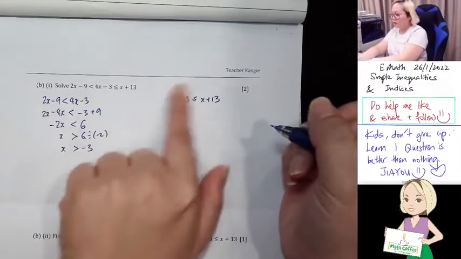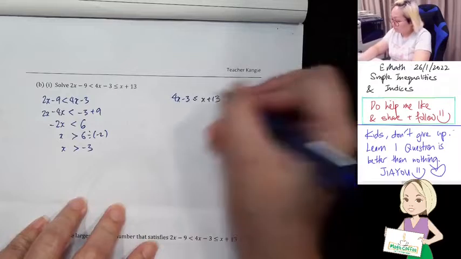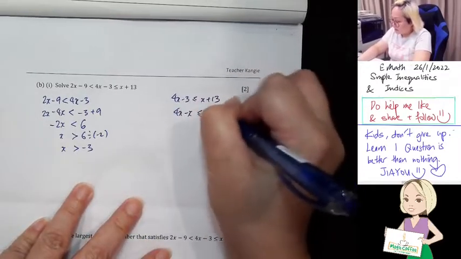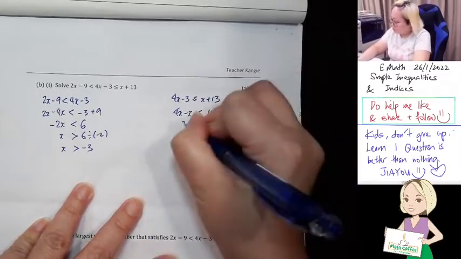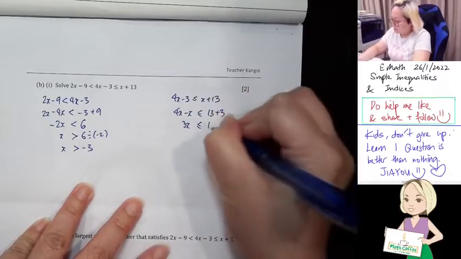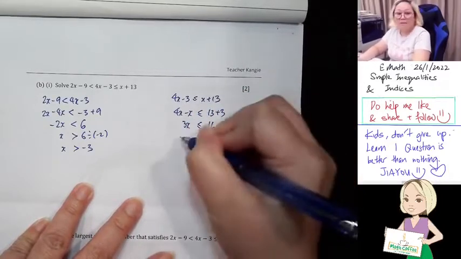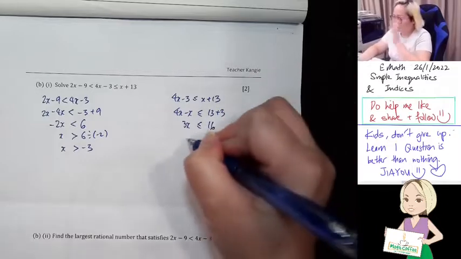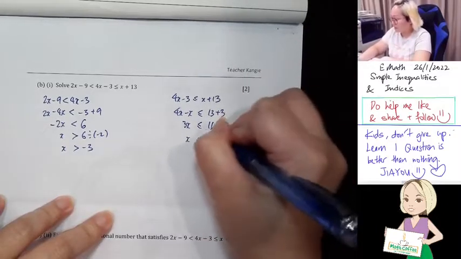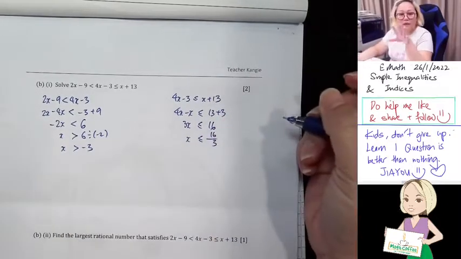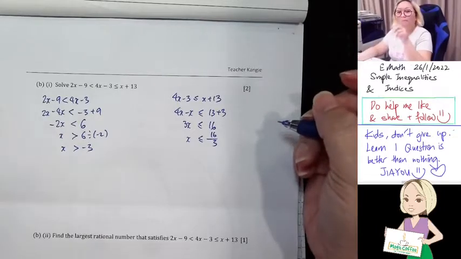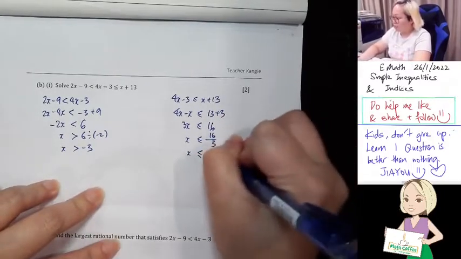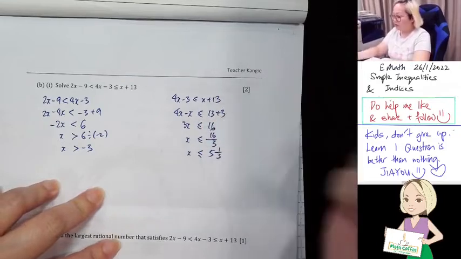So we're going to do the same for the other side. It will be 4x minus x, 13 plus 3. So this will be 3x and this will be 16. So I'm going to divide by 3. It's a positive number, so I don't need to flip my sign. So x is less than 16 over 3. For inequality, kids, always put mixed number. So this one will be 5, 1 over 3.